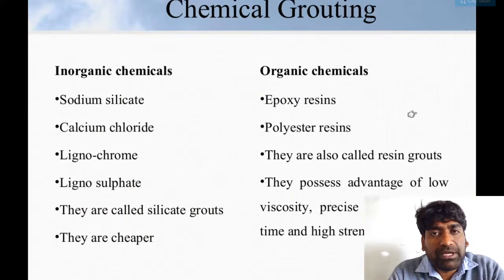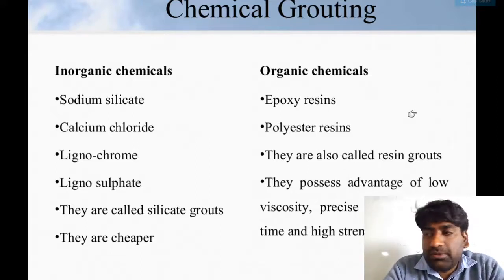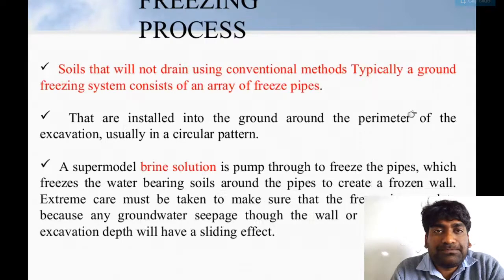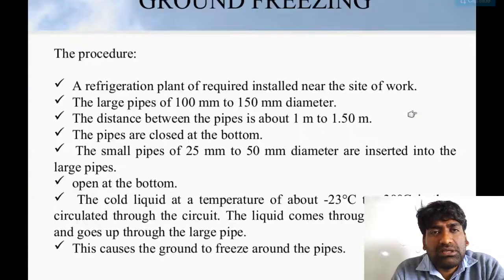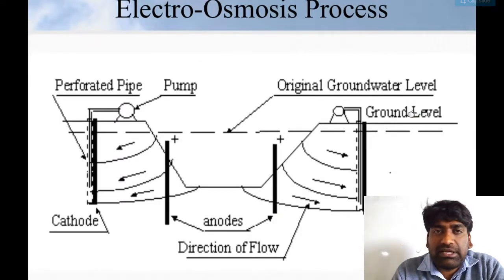Some of the chemical grouting chemicals are inorganic and organic; if you have gone through chemistry, you might know inorganic and organic chemicals. Some of the inorganic chemicals are sodium silicate, calcium chloride, lignochrome, lignosulfate. They are called silicate grouts. They are cheaper. Some of the organic chemicals are epoxy resins, polyester resins. They are also called resin grouts. They possess the advantage of low viscosity, precise control of gel time, and high strength. The freezing process is not a part of your syllabus. Like ground freezing, in your syllabus we are having the electro-osmosis method. So this is an arrangement for the electro-osmosis method.